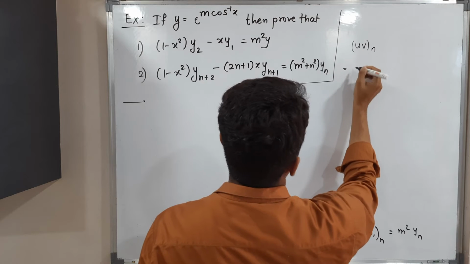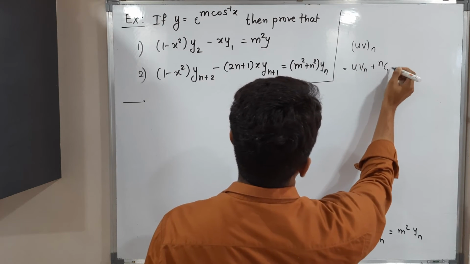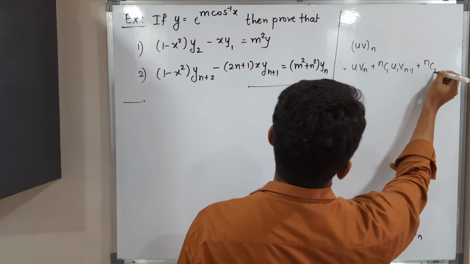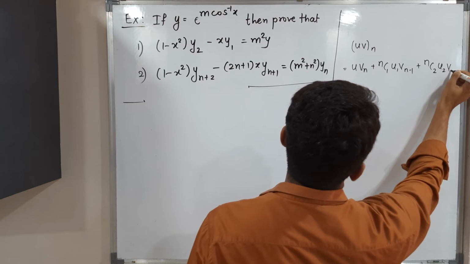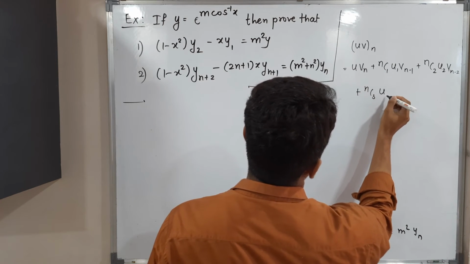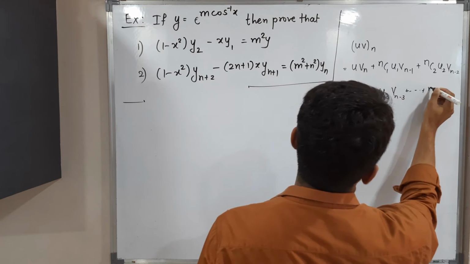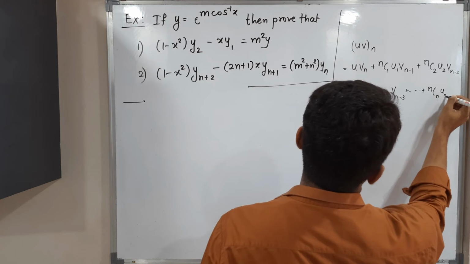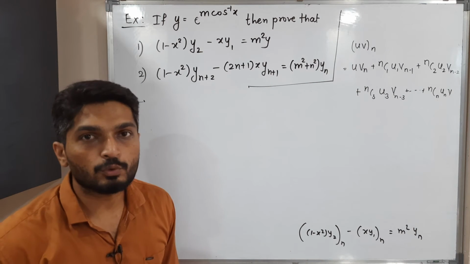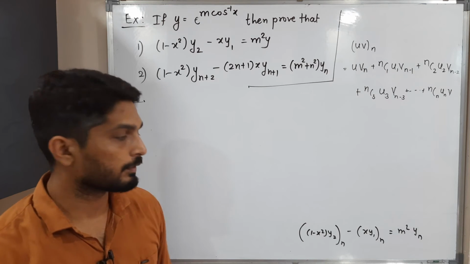So it is, we write u as it is, nth derivative of v, plus nC1 u1 v(n minus 1), plus nC2 u2 v(n minus 2), plus nC3 u3 v(n minus 3). In this way we calculate. At the end we will have nCn un v. Okay, so this is our Leibniz rule. This Leibniz rule I am going to use to find nth derivative of product of these two functions, right?